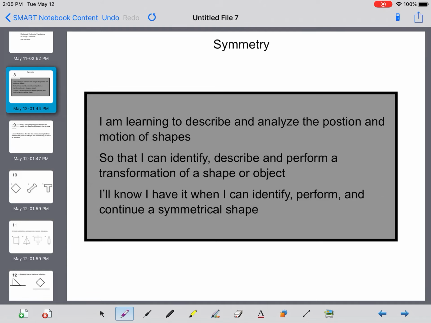Today's title is Symmetry. Our learning intentions and success criteria are: I am learning to describe and analyze the position and motion of shapes so that I can identify, describe, and perform a transformation of a shape or object. I'll know I have it when I can identify, perform, and continue a symmetrical shape.